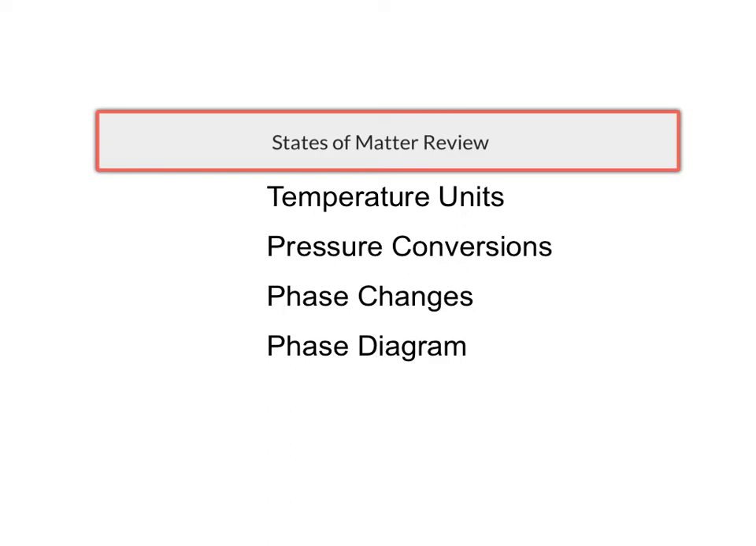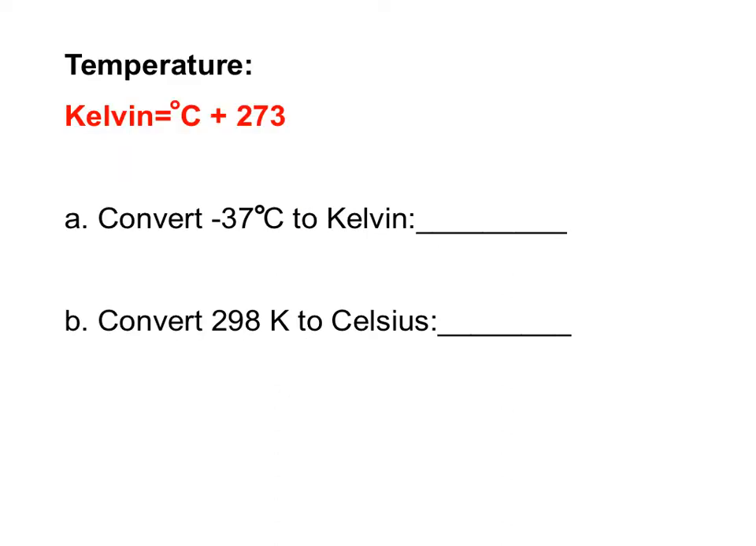This is the Chem 1 lesson over states of matter. We're going to cover what temperature is in those units, what pressure is in those units, phase changes and different states of matter, and then last, phase diagrams. So first, temperature. Temperature has to do with the speed of particles.